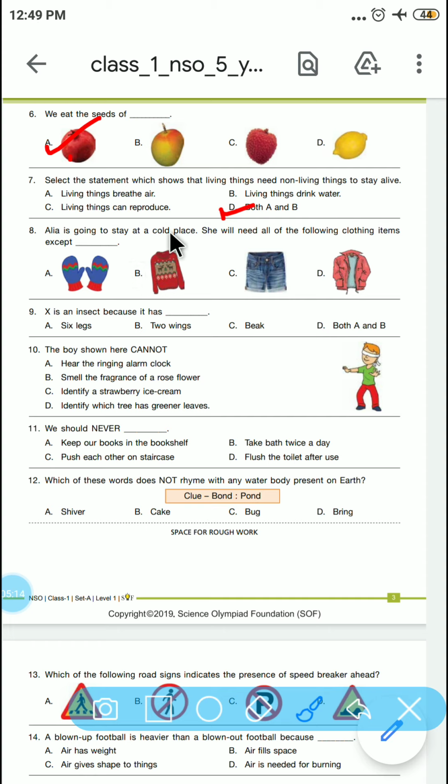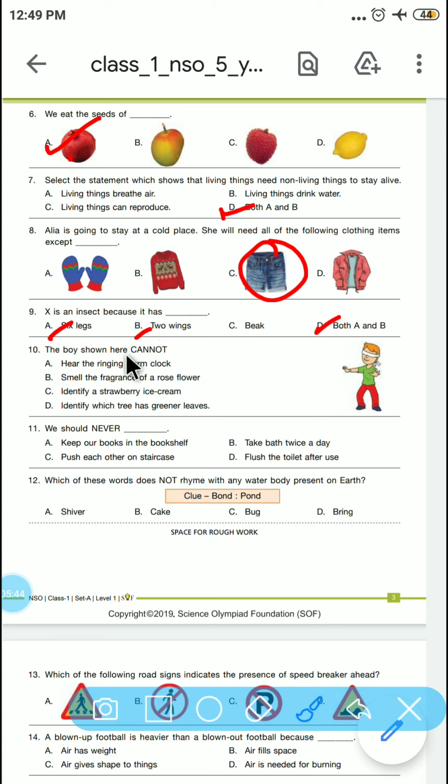Alia is going to stay at a cold place. She will need all of the following clothing items except which one? The short pant. Okay, so option C will be the correct option here. Now question number 9. X is an insect because it has dash. So 6 legs and 2 wings. Option D will be the correct option because both of these are properties of an insect.